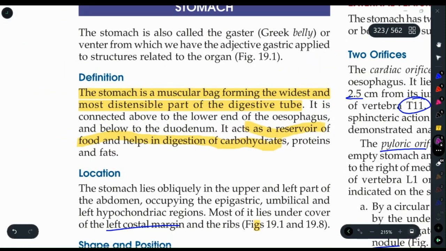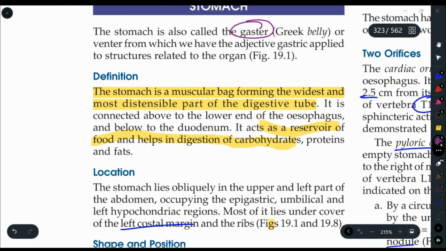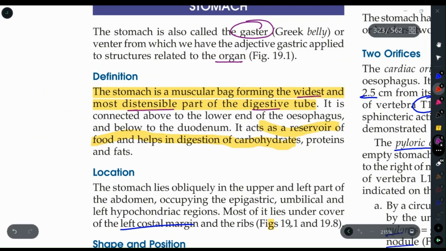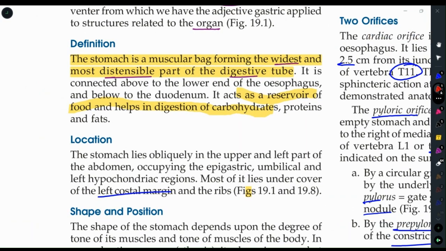What is the stomach? The stomach is called the gaster. It is an organ. The stomach is a muscular bag which is forming the widest, most distensible part of the digestive tube. It is connected to the lower end of the esophagus and continues into the duodenum. It acts as a reservoir for food and helps in digestion of carbohydrates, proteins, and fats.